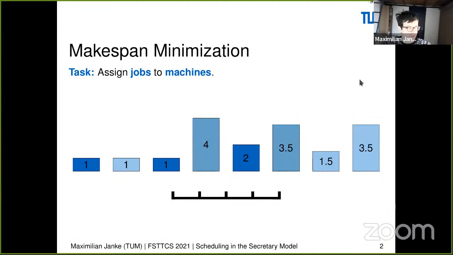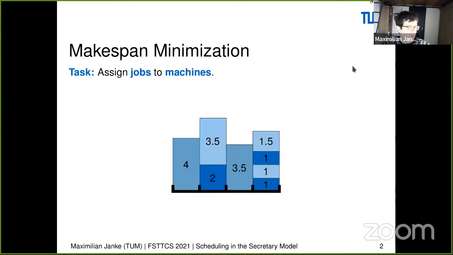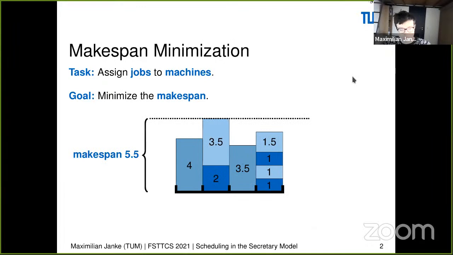So in this talk, we're going to study the most basic scheduling problem of make-span minimization, or one of the most basic. Here the goal is to assign jobs, which are uniquely defined by their processing times, to parallel and identical machines. Preemption is not allowed. Given such an assignment, the goal is to minimize the make span, which is just the time it takes to process all jobs. So it's the maximum load of the machine.